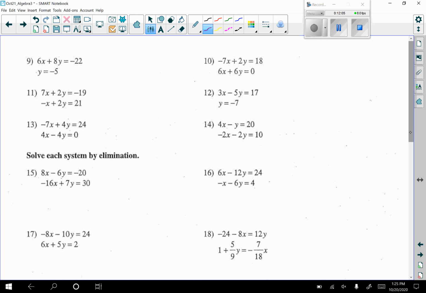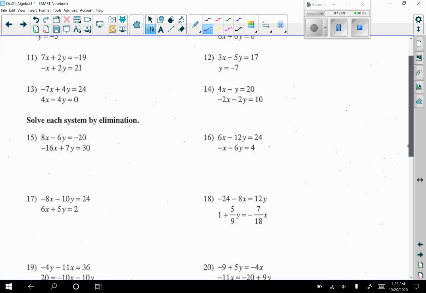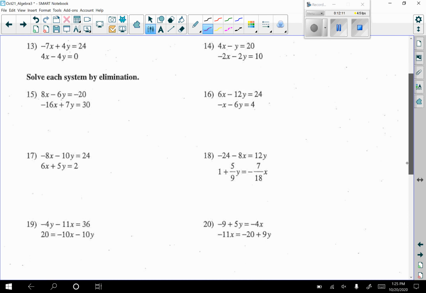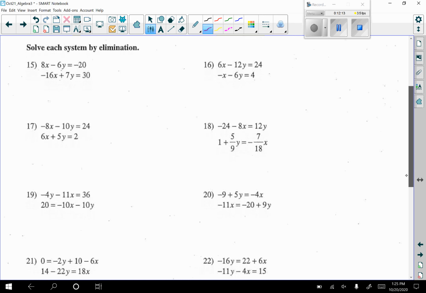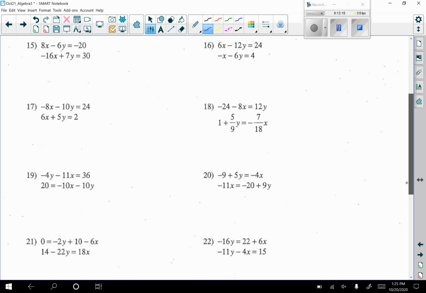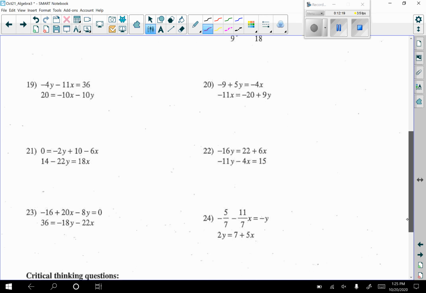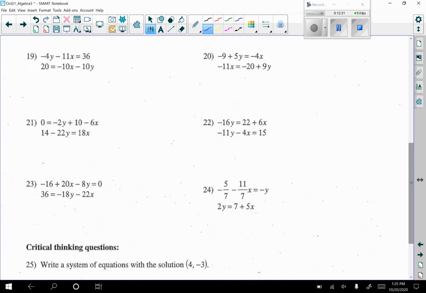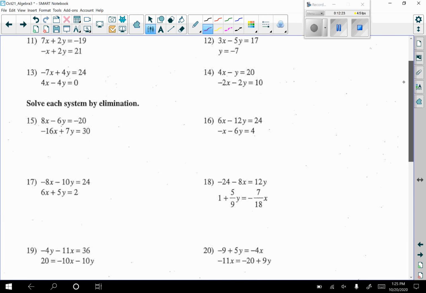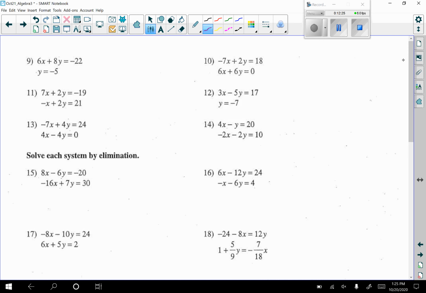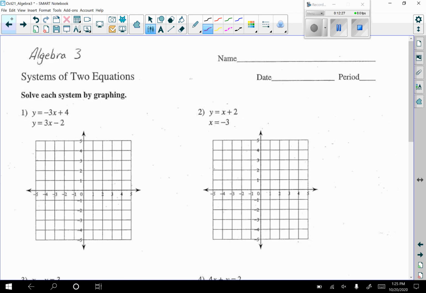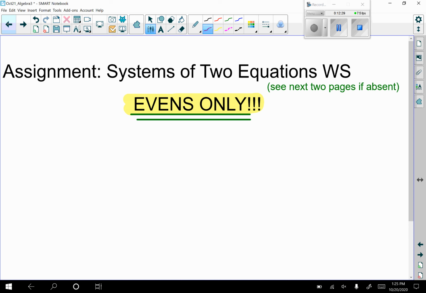Now, if you do print this paper out, do not do all your work on this handout. Do this on a separate sheet of paper. Once you get to 16, 18, 20, these are all solved by elimination. 22, 24. Okay, so you have 12 problems to do. Like I said, I'll post this as a separate PDF. But especially with the solved by graphing worksheet from Monday that was due today, please let me know if you guys have any questions.